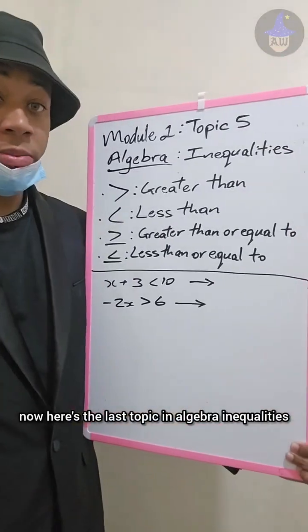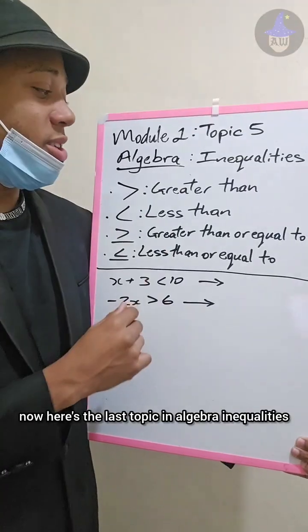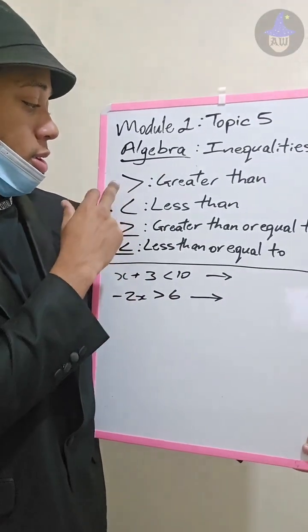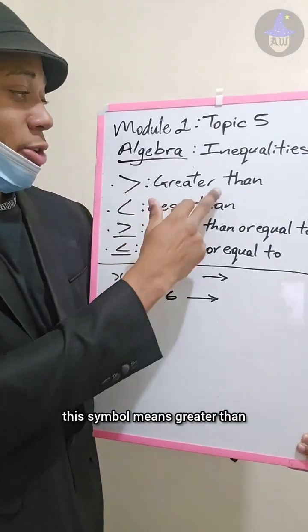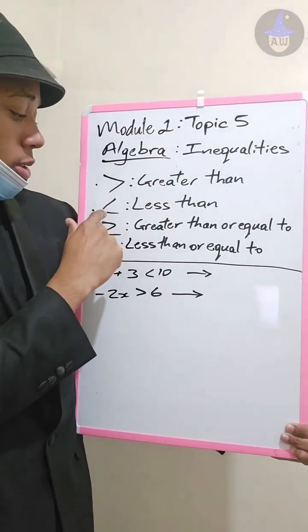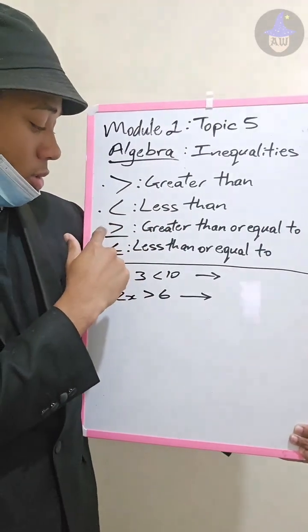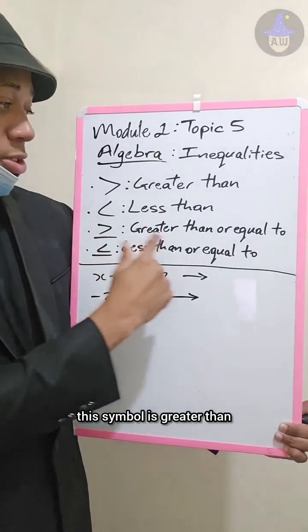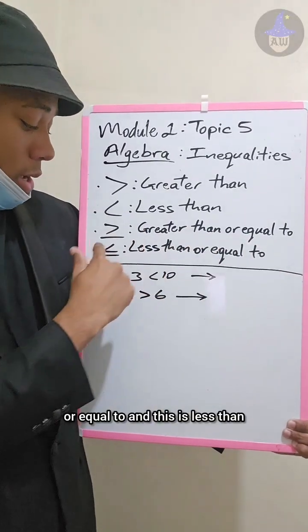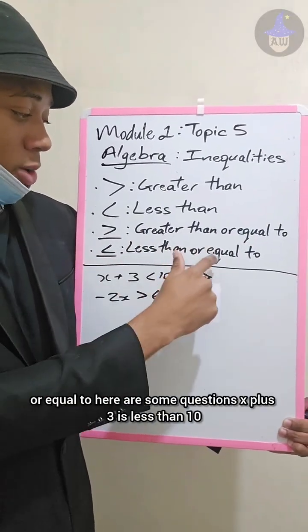Now here's the last topic in algebra, inequalities. You have to know these symbols. This symbol means greater than. This symbol means less than. This symbol is greater than or equal to, and this is less than or equal to.